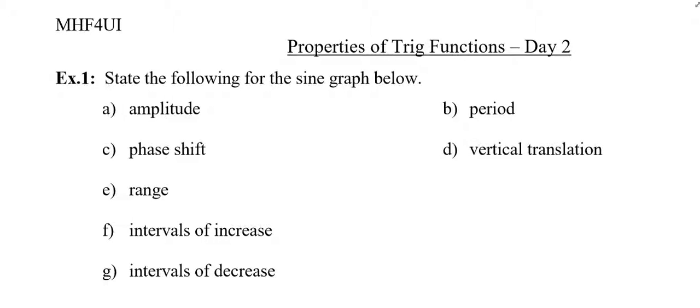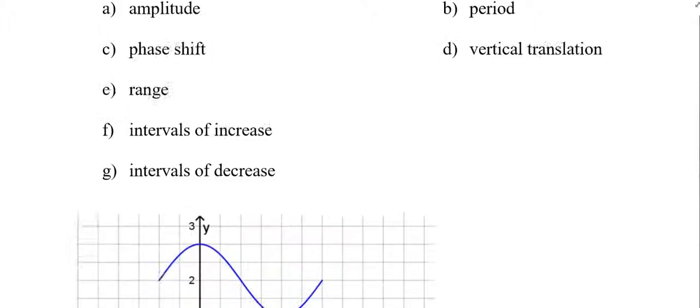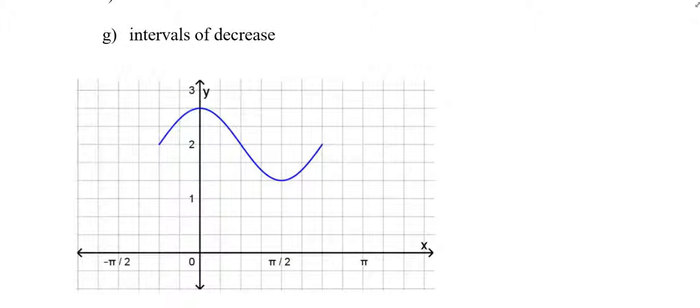So this first one we're just going to look at the same thing we did yesterday. We've got a graph here, and we're finding all of these properties. So amplitude, how do I find the amplitude? Max minus min divided by 2. Okay, nice. So what is it for this one?